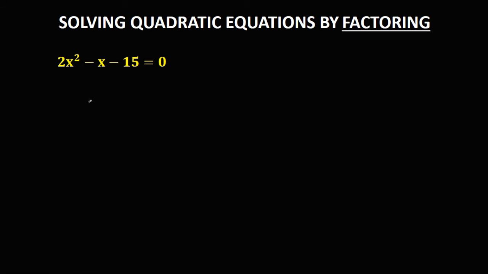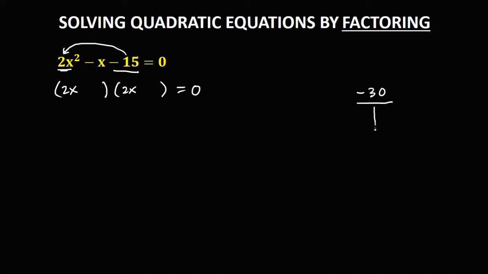Then for this given, to factor this quadratic equation, first we need to write 2x in every factor. So this one is 2x and also 2x. Then this negative 15 multiplies with positive 2. So 2 times negative 15 is negative 30. Then list all the factors of negative 30.